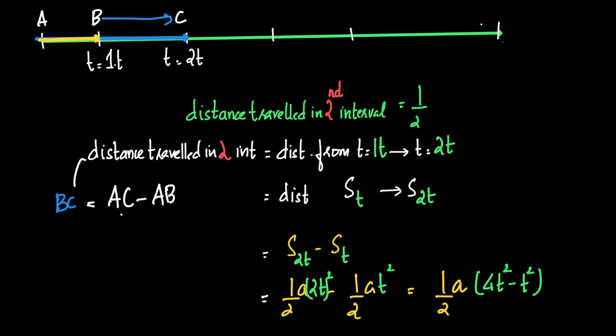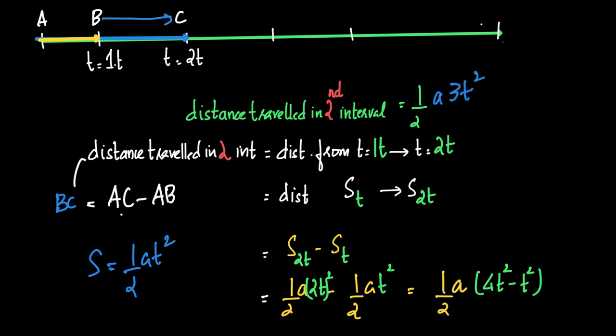But what is s? S in this question is half at square, and therefore what is s2t would be half a into 2t square. What is st would be half a into t square. So what we get is 4t square minus t square, and therefore the distance traveled in the second interval will be equal to half a into 3t square.